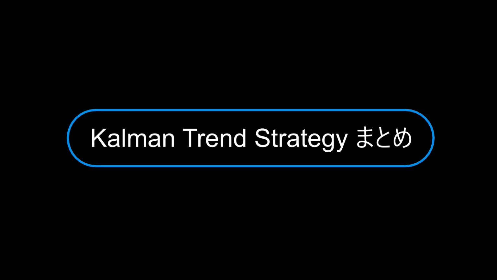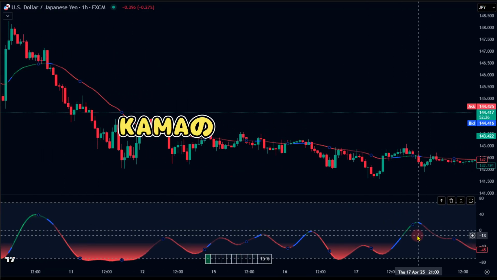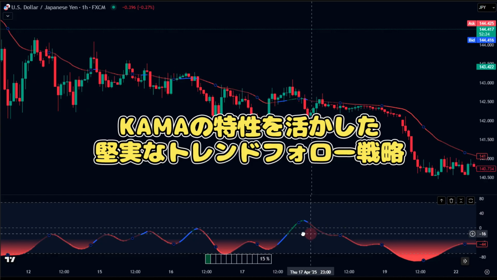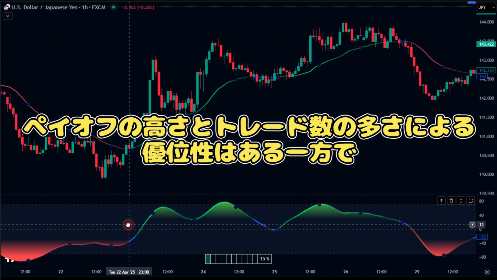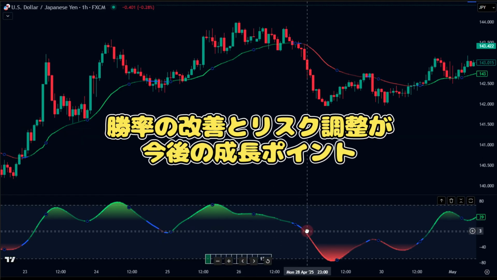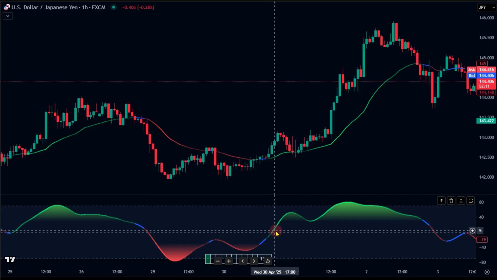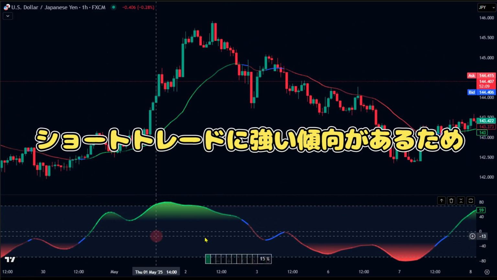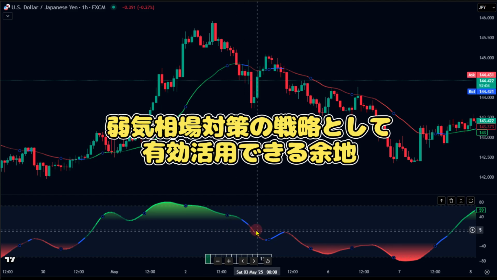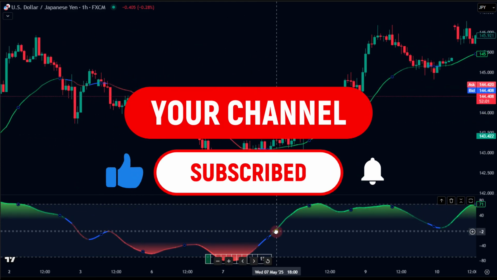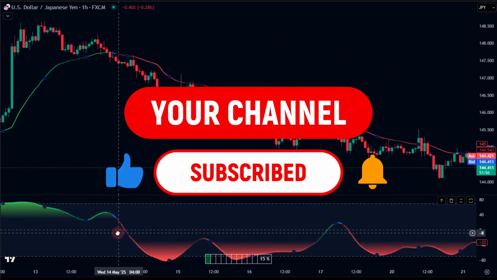Kalman Trend Strategy Summary. The Kalman Trend strategy introduced here is a solid trend-following approach that leverages the strengths of the gamma indicator. We confirmed its advantage through a high payoff ratio and a large number of trades. On the other hand, improving the win rate and refining risk adjustment are areas for future development. Notably, the strategy tends to perform well in short trades, making it a potentially valuable tool in preparing for bearish markets. In today's volatile market environment, this indicator can serve not only as an offensive tool, but also as a defensive strategy.